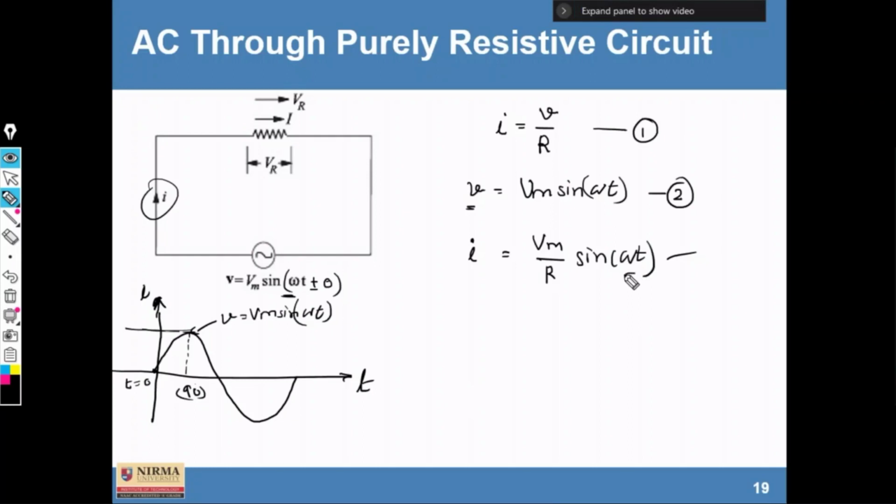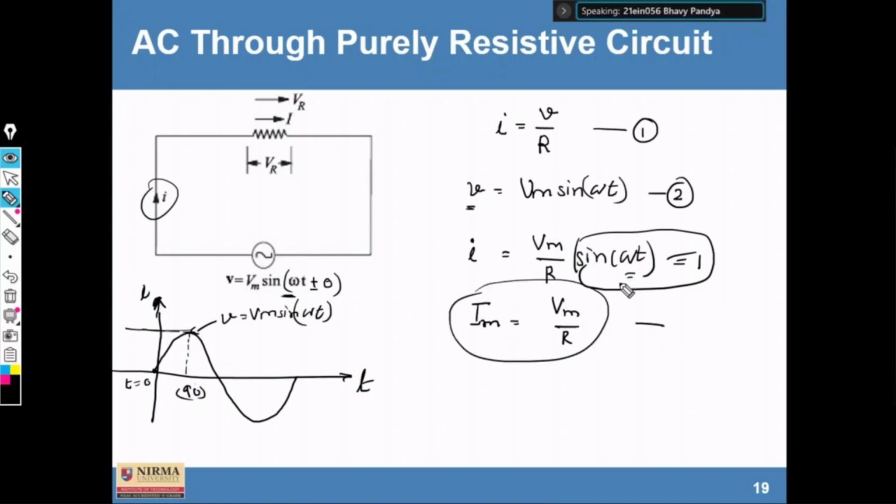If I keep the value of sine omega t equal to 1, we can get the maximum value also. In that case, we can write Im is equal to Vm upon R, sine omega t is equal to 1. When will you get sine omega t equal to 1? At 90 degrees. Sine 90 is equal to 1 and sine 0 is 0. So when we get this 90 degrees, we'll get the maximum value of the current.